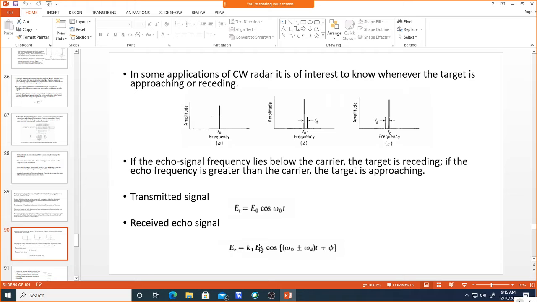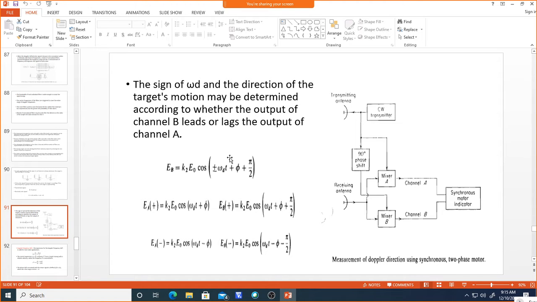Okay, so this is a received echo signal, and this is a transmitted signal. Now we can compare these two signals and get the Doppler frequency, and also whether the target is moving toward the receiver, near to the receiver, or going away from the receiver. So the sign of omega d and the direction of the target's motion may be determined according to whether the output of channel B leads or lags the output of channel A.